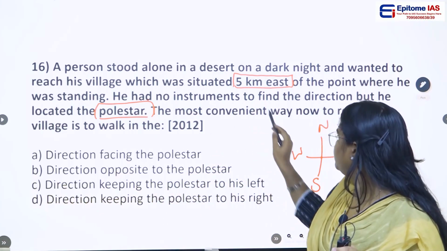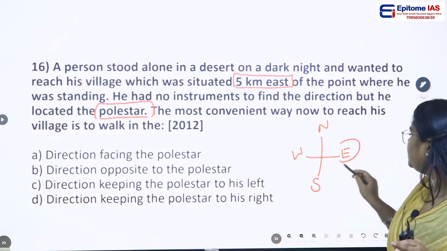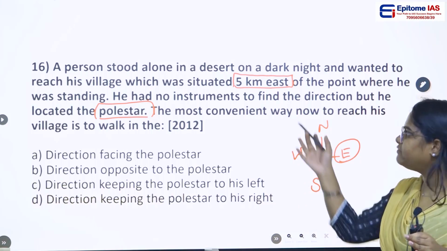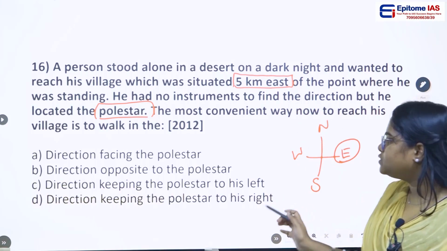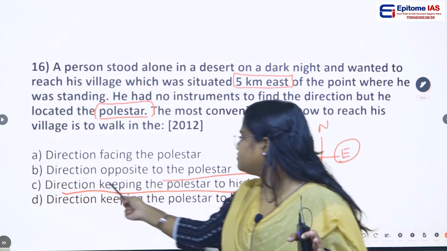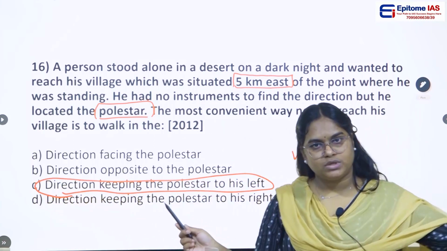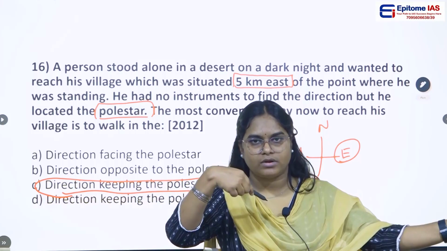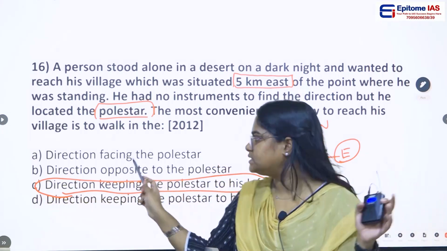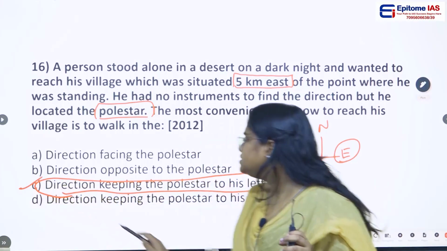So if I move towards my left, I will be reaching my village after 5 kilometers. So the correct answer would be direction keeping the poles at his left. We should be moving towards the left while facing the north, that pole star. So this is the correct answer. The correct answer is C.